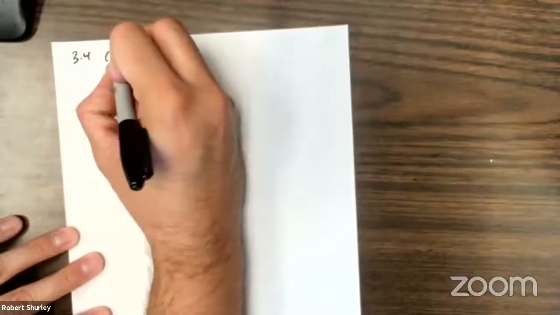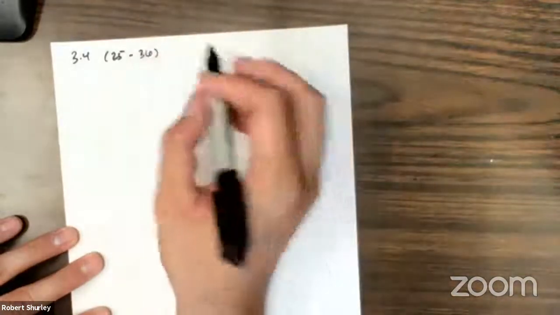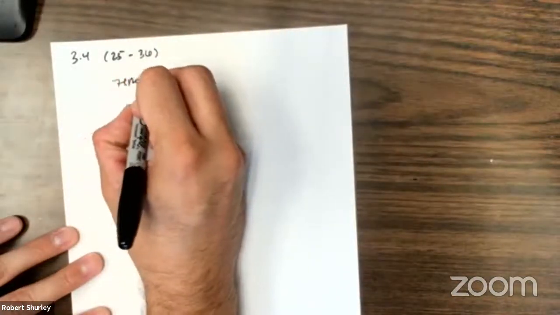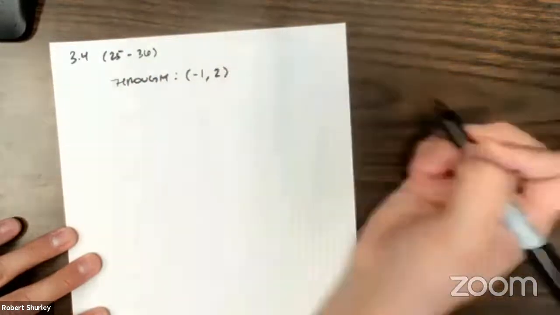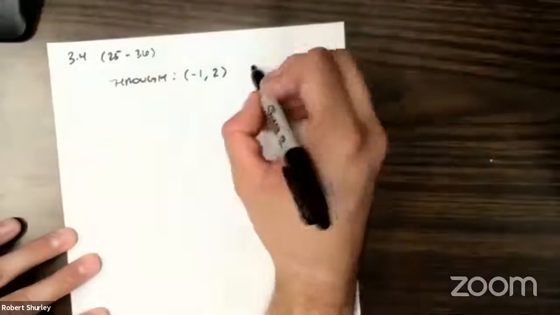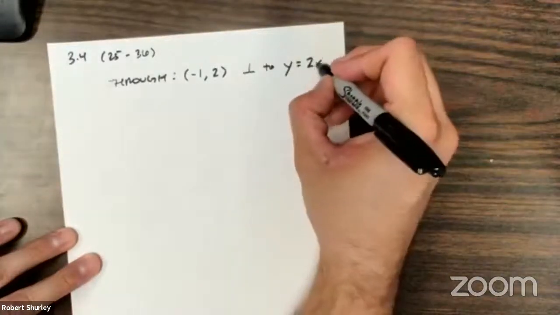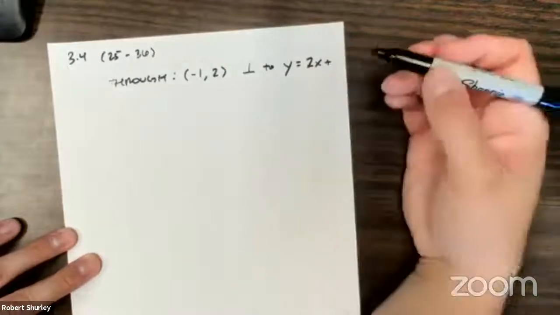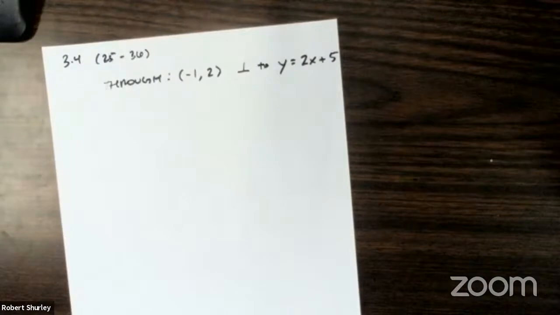Yeah, I'm going to make one up. This is like 25 and 3.4. It's like 25 through 36, but I'm going to change it a little bit. I'm going to say we go through (-1, 2), and we're perpendicular to y equals 2x plus, I don't know, let's say 5. Okay, y equals 2x plus 5.